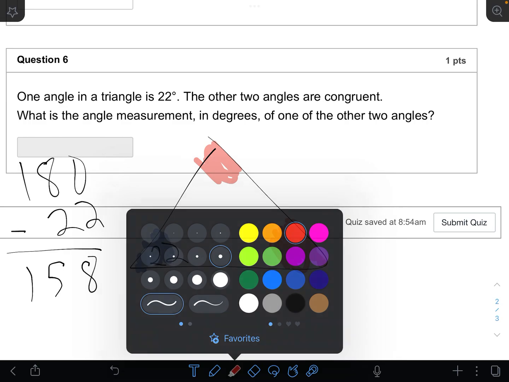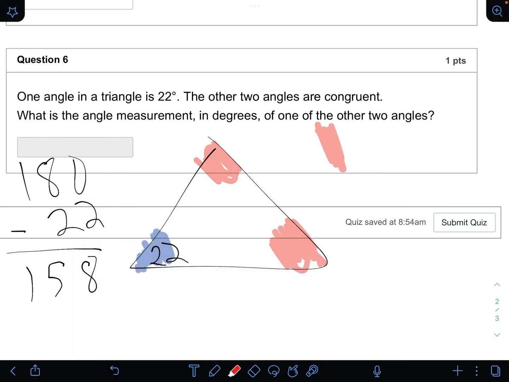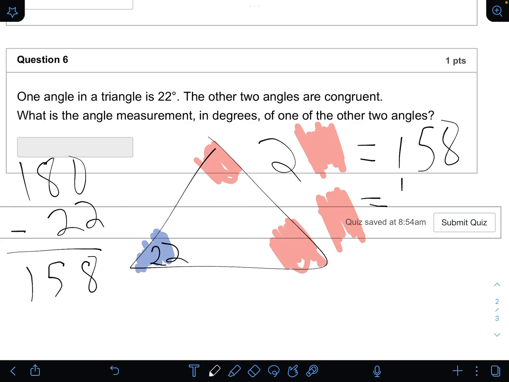I know that 2 of those reds are going to be equal to 158. So I could think of a number doubled to get 158, or I could say this is half of 158. Ew, half of 158. I don't want to do long division, Mr. Schneider. Okay, well, you don't have to.